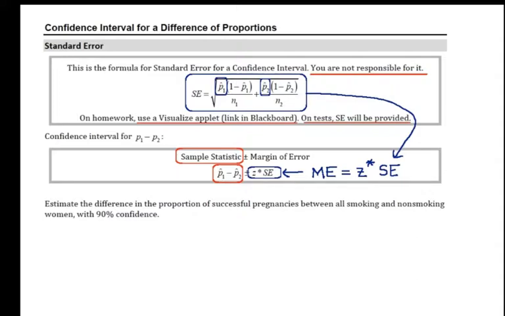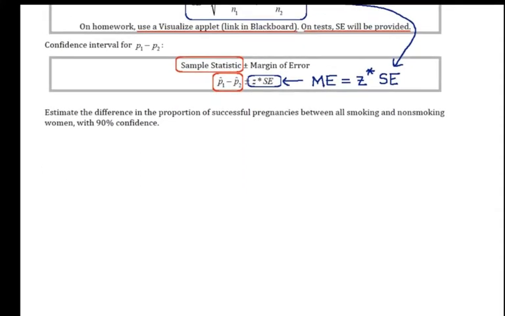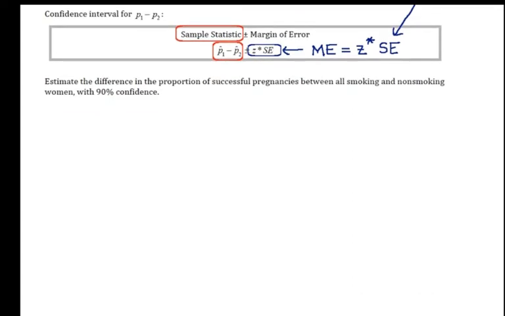So we're going to estimate the difference in the proportion of successful pregnancies between all smoking and non-smoking women using 90% confidence. First, we have our sample statistic, Ps hat minus Pn hat, which we have already calculated at negative 0.098. To get our margin of error, we're going to need a standard error, which we can go ahead and get from Blackboard now.